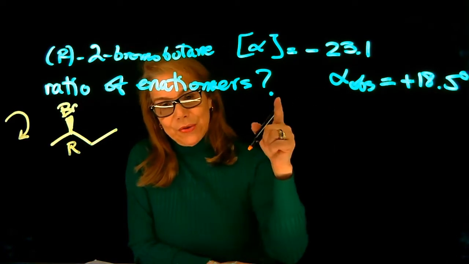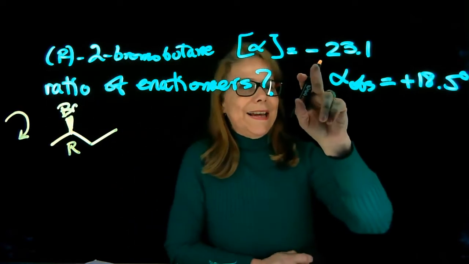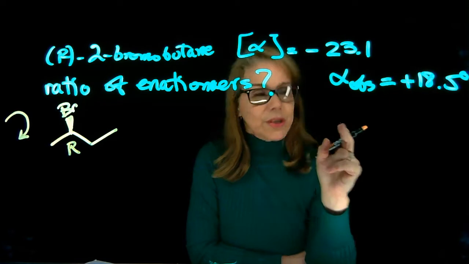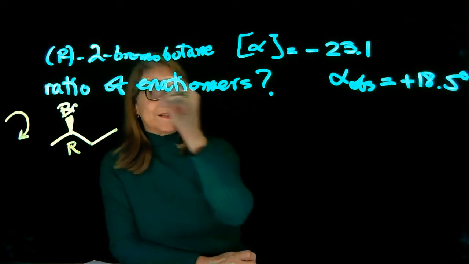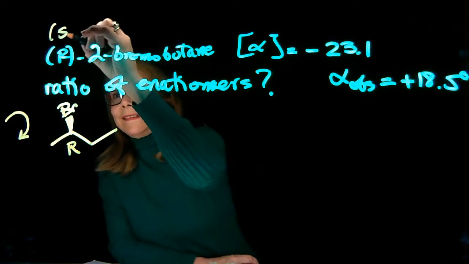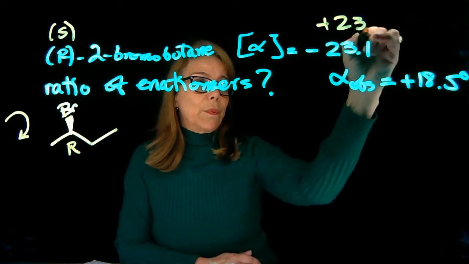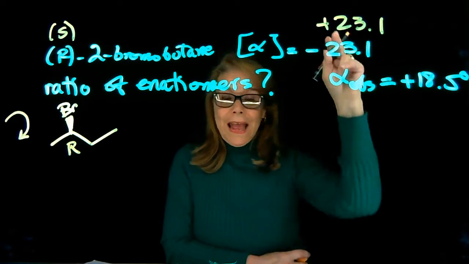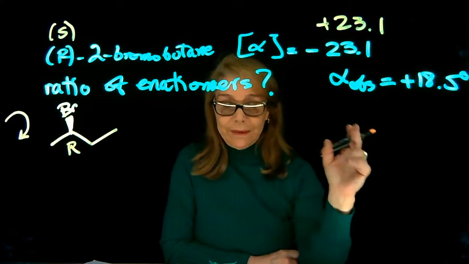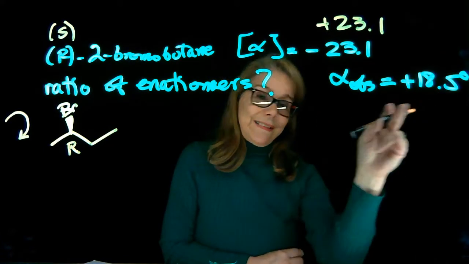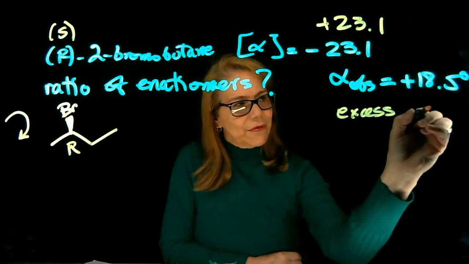So first, we see the sign here. Notice that the R enantiomer has a negative 23.1 optical rotation. However, the observed has a plus sign. And we know that the optical rotation for the S enantiomer will be exactly that amount, but it will be plus 23.1. What that means is that in this mix, we will have an excess of the S enantiomer because, again, the net optical rotation has a positive sign. So we know that we have an excess of the S enantiomer.